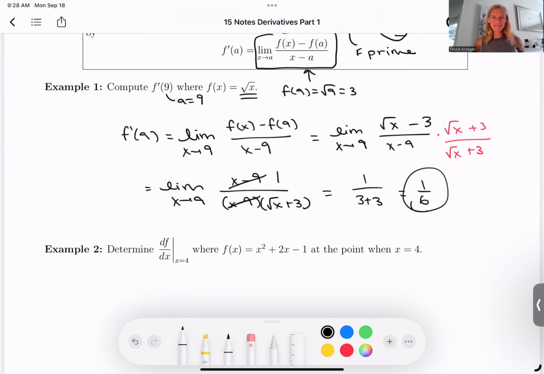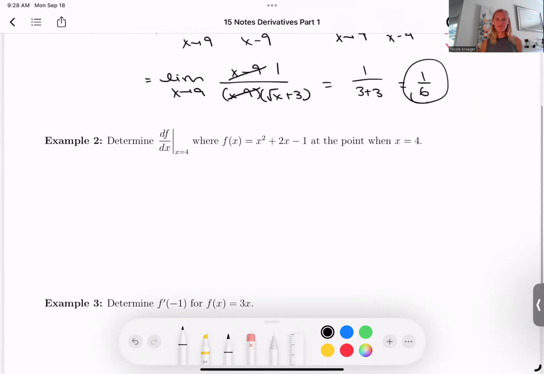So 1/6 is the derivative of this function at 9. Well, we don't know what that tells us yet. So we've got to wait for our class to understand what this tells us about our function, but it's going to tell us something important.